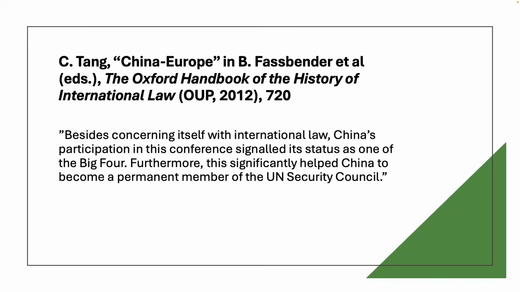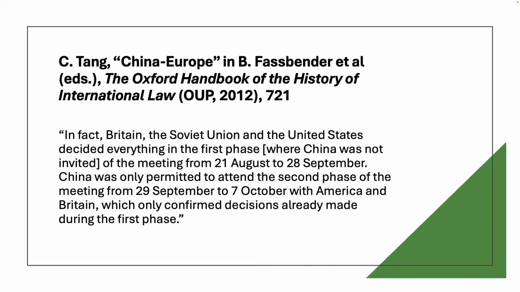However, we should also be cautious to couch this language with the pragmatic realities, because, to quote Tang again, in fact, Britain, the Soviet Union, and the United States decided everything in the first phase, where China was not invited, of the meeting from the 21st of August to the 28th of September at the Dumbarton Oaks Conference. China was only permitted to attend the second phase of the meeting from the 29th to the 7th of October with America and Britain, which only confirmed decisions already taken in the first phase.